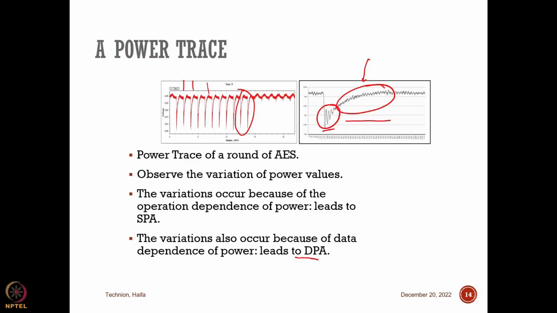This particular trace was taken from a specific board called Sakura. Sakura is a Japanese board. At the time when we did those experiments, they initially used to give us the boards free, but now they don't give them free. You have to pay some money, and then you can get those boards.